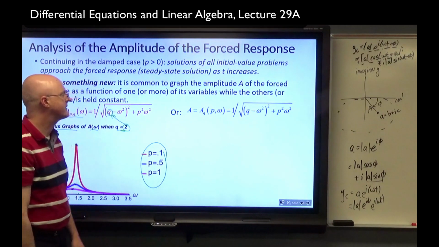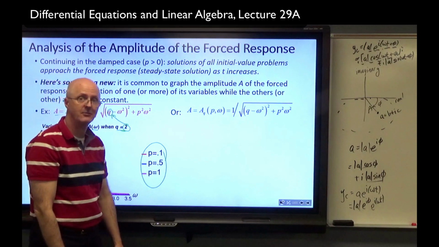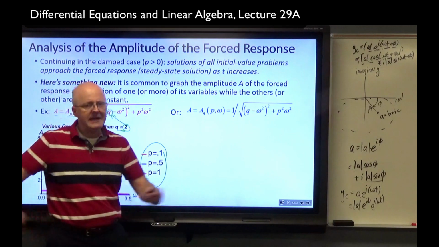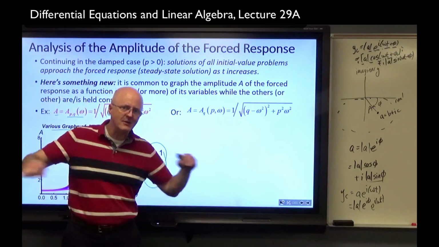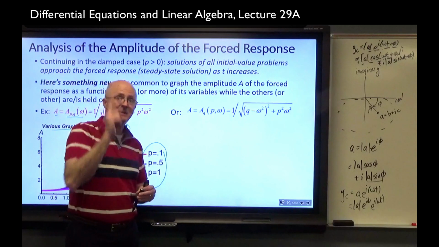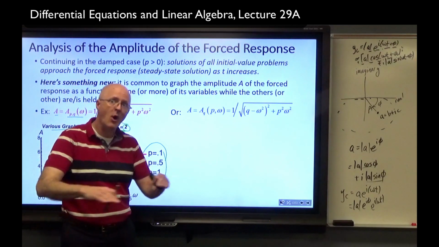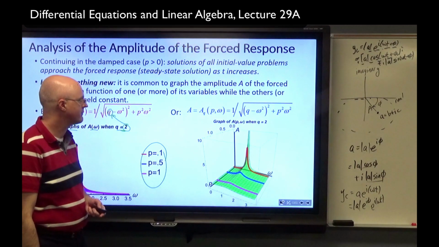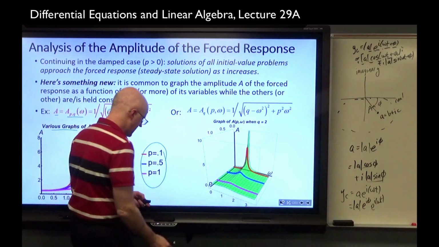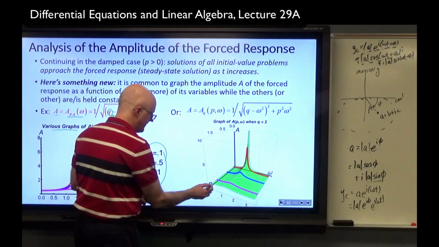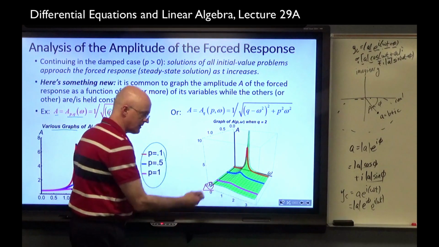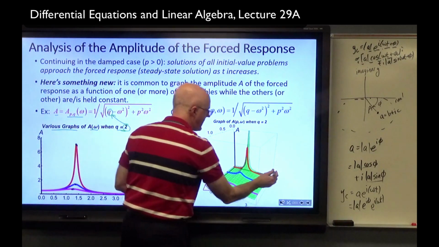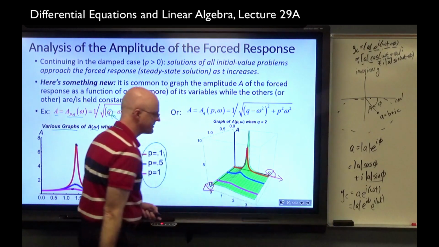What if I held q constant and graphed this quantity as a function of p and omega? That would be a multivariable calculus kind of function. I'd want to have the p and the omega axes be horizontal and the A axis be vertical. And as p and omega vary over a plane, essentially, what happens to A? Here's a picture I made with Mathematica. So the p axis is coming out of the screen at you. That's the p axis. The omega axis is going to the right. That's the positive direction for that.